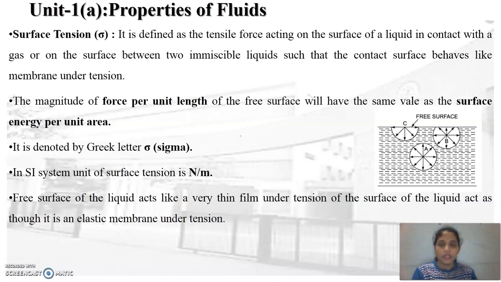Surface tension. It is defined as tensile force acting on the surface of the liquid in contact with gas or the surface between the two immiscible liquids, such that the contact surface behaves like a membrane under tension. Here, two immiscible liquids means, let us take the example of air and water. These are the two fluids which do not get mixed with each other.